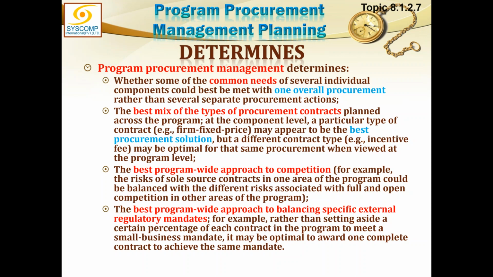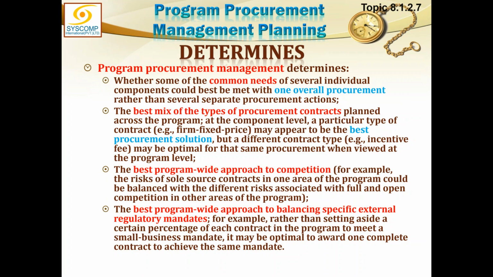If we are looking at it from the angle of the program, the procurement decision and the type of contract may change. The best program-wide approach to competition, for example, the risks of sole source contracts in one area of program could be balanced with the different risks associated with full and open competition in other areas of program. So you have to do some mix and match. In some areas where this is necessary, there is no other option available to you than to select a single source. You can balance it out by giving other areas a wider publicity.